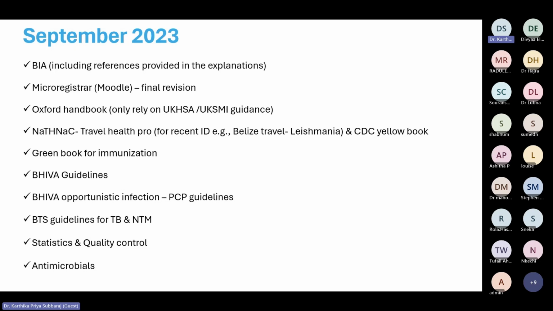The next one is the Green Book for Immunization. You will get a minimum of five to seven questions from this, and they will be easily answerable questions.